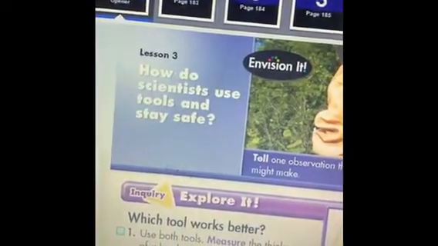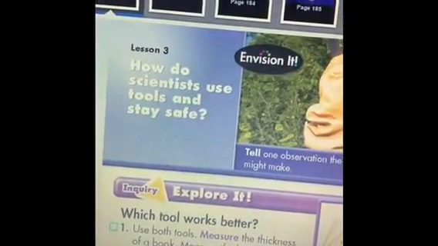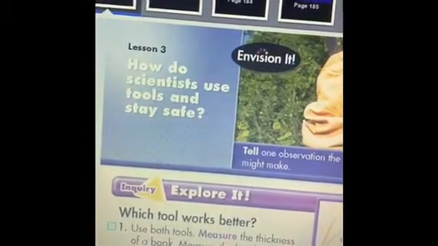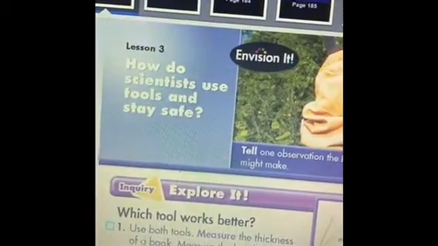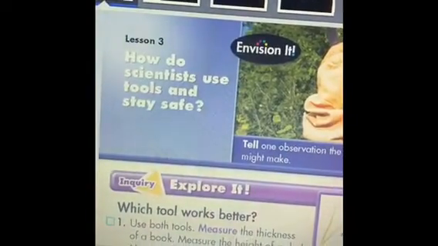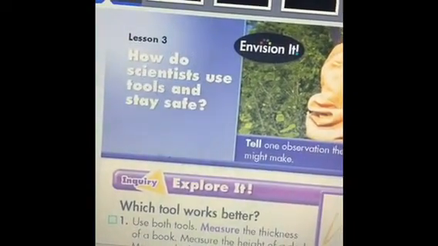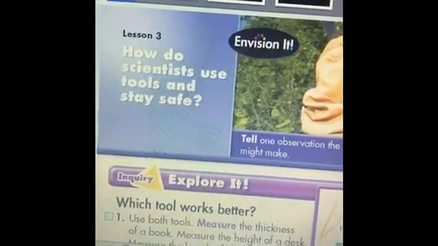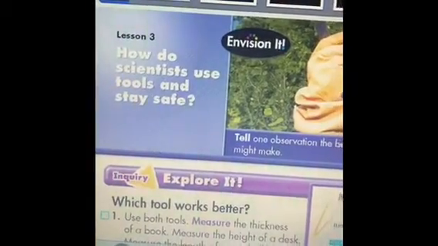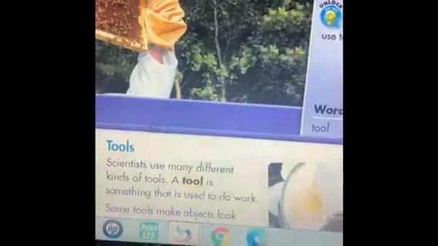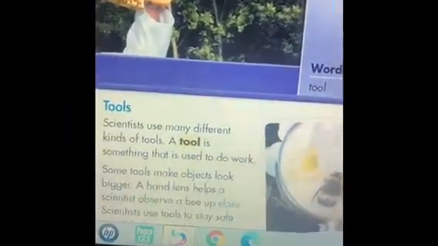So we can do our work using different tools. Our work like what? We have some kinds of tools to measure things, so we can use tools in measuring. Also we can use tools to stay safe. And some tools are used to make objects look bigger.